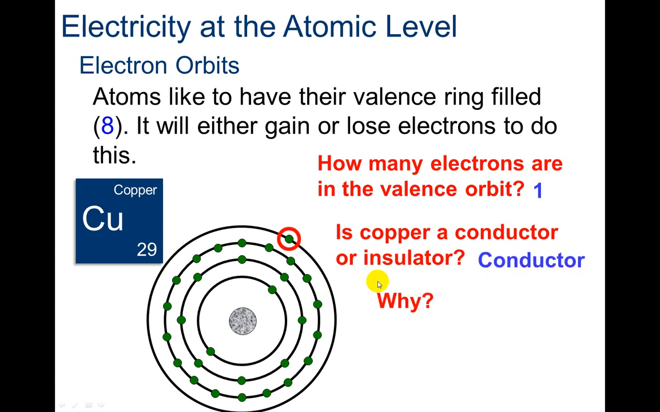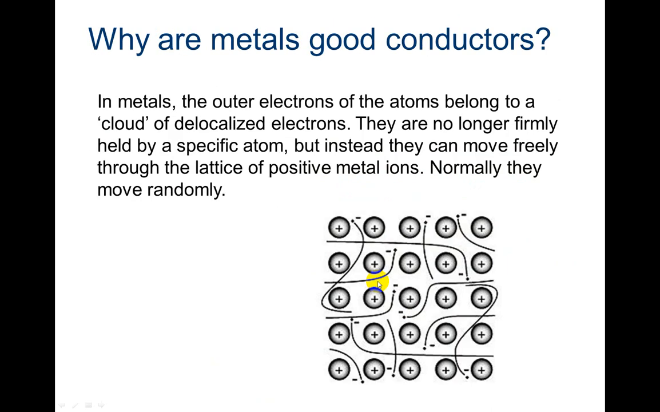An insulator would be one that wants to gain electrons, or really, ideally, it doesn't want any electrons at all, and that would make it the best insulator. But whenever we're talking about elements, a lot of times it's those that want to gain electrons, though.